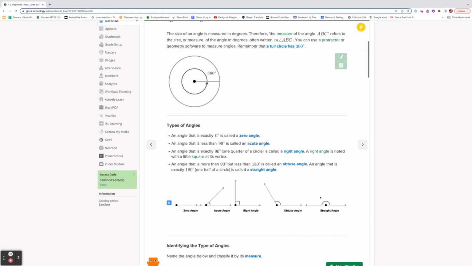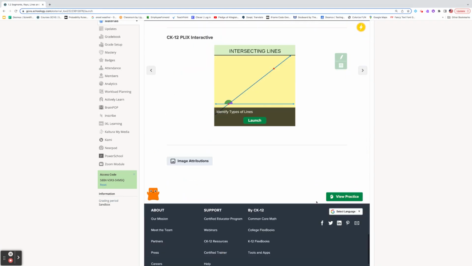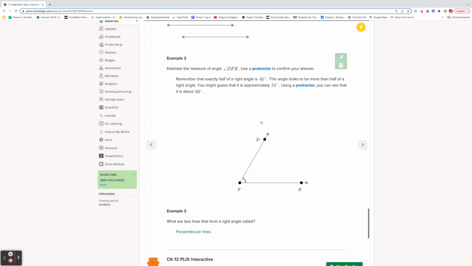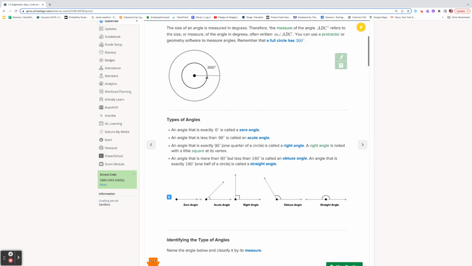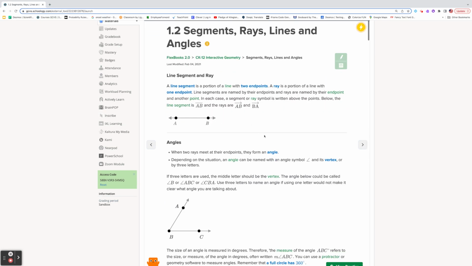When you get down to the bottom, there is a practice set that we want you to solve, and it'll say view practice, and then it'll ask you to complete them. So we're going to start at the top, and I'll show you how CK12 works. It's very user friendly. First of all, there's a topic.